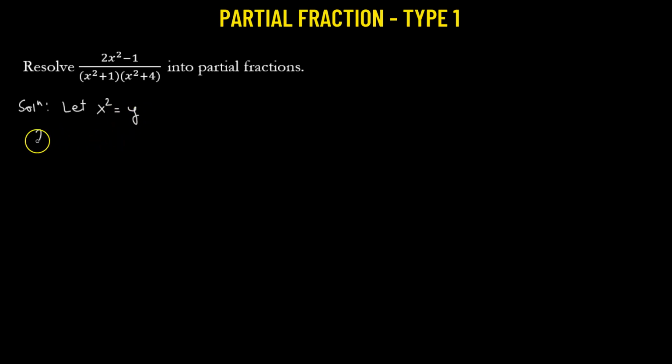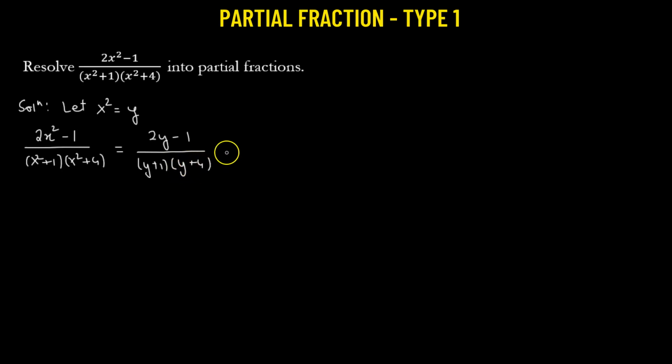Then in that case, our rational fraction (2x squared minus 1) divided by (x squared plus 1) multiplied by (x squared plus 4) will now be (2y minus 1) divided by (y plus 1) multiplied by (y plus 4). So let's label this as number 1. What we'll do, we will consider (2y minus 1) divided by (y plus 1) times (y plus 4) and break it down into our two partial fractions. That's because we have two factors here, y plus 1 and y plus 4.